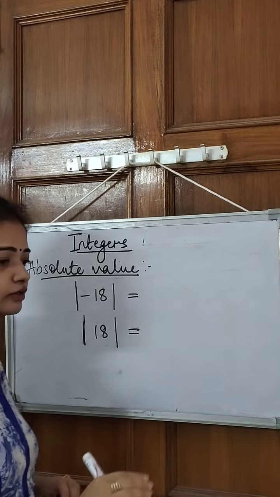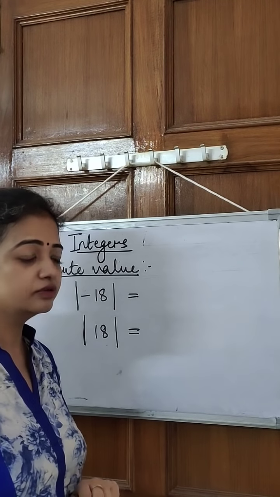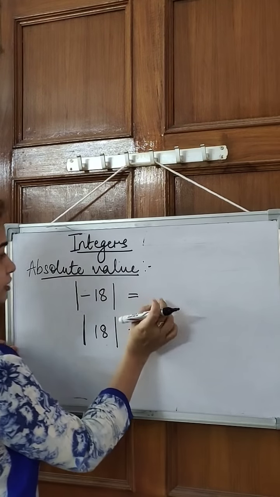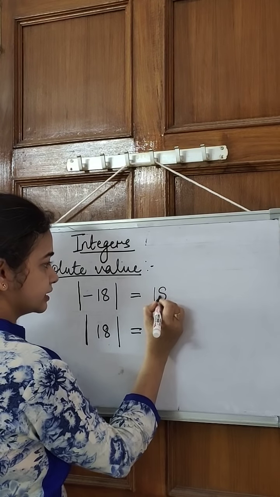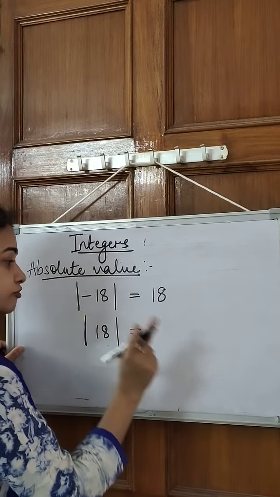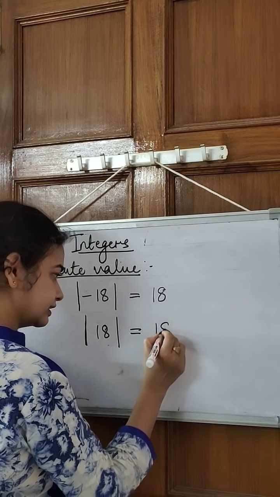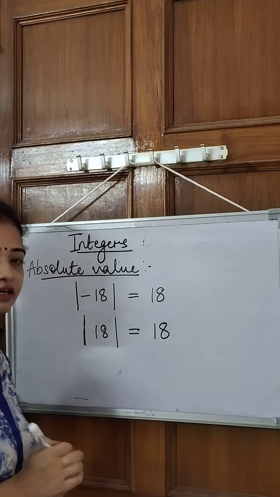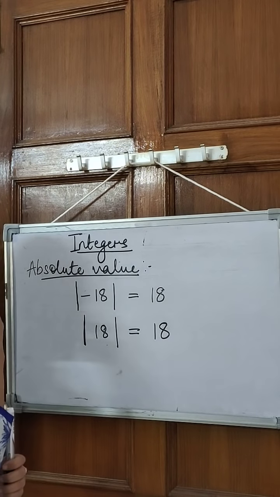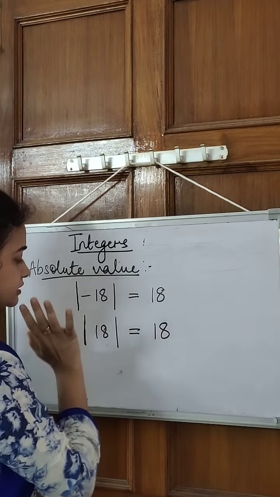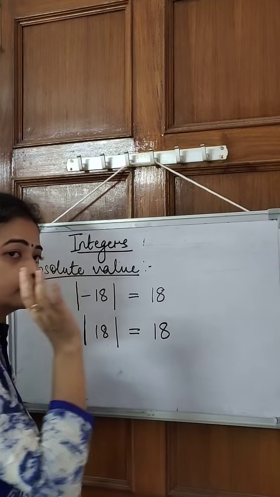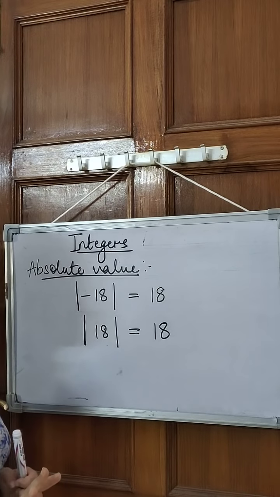So absolute value is the numerical value regardless of the sign. If I take the absolute value of minus 18, it is plus 18. If I take absolute value of plus 18, it is 18. The number is 18, so the answer is also the numerical value. The absolute value is also 18. So whether a number is negative or positive, its absolute value is always positive.